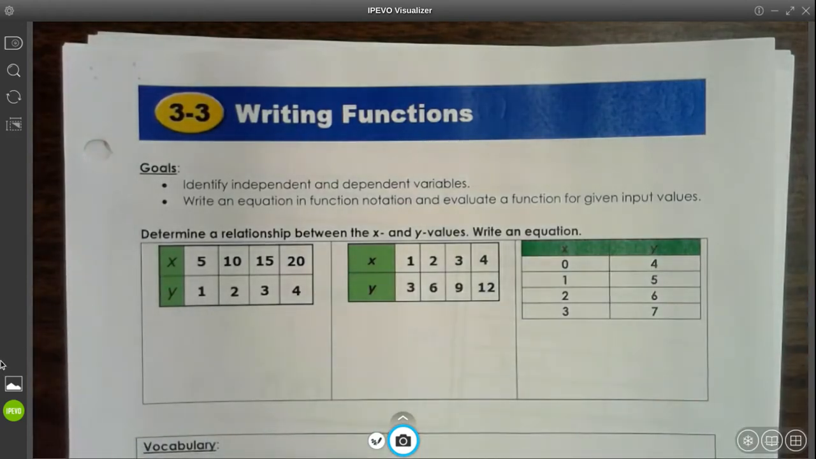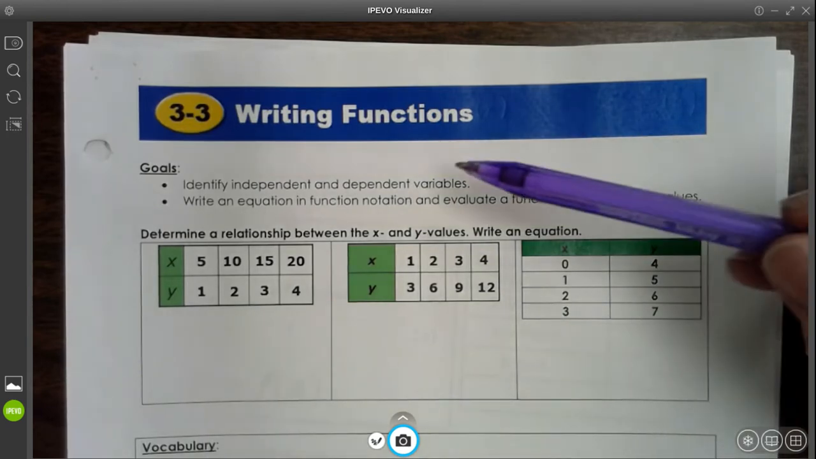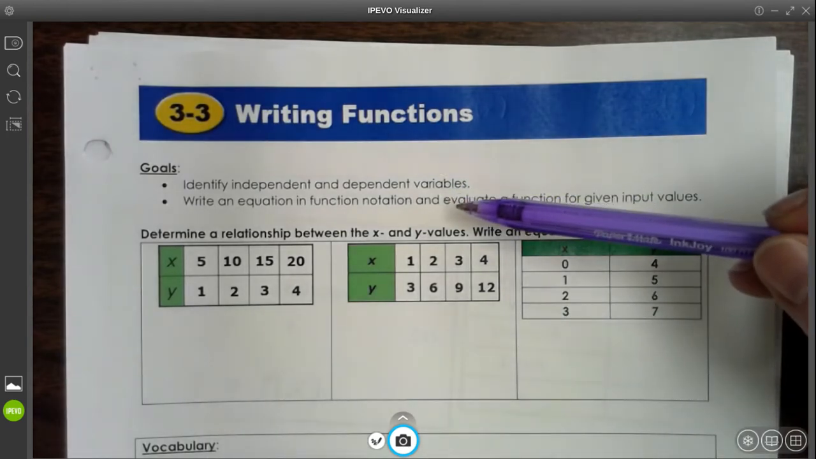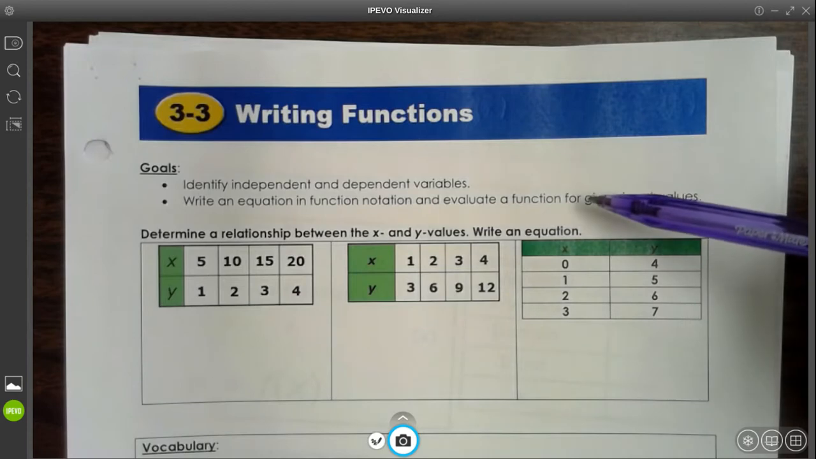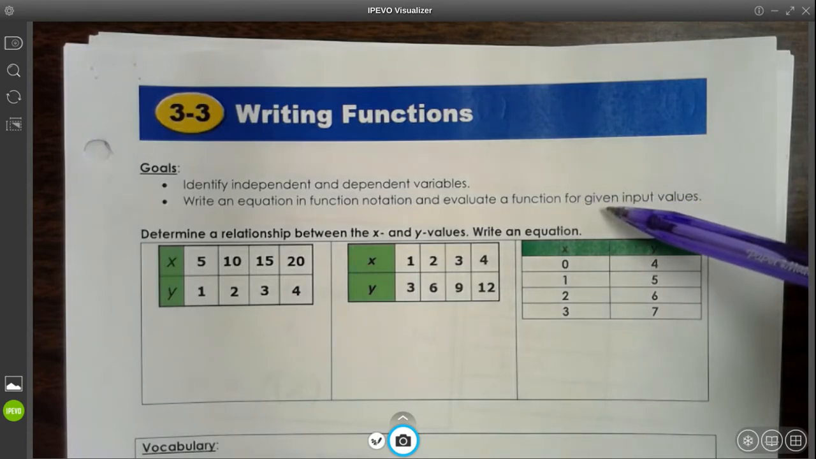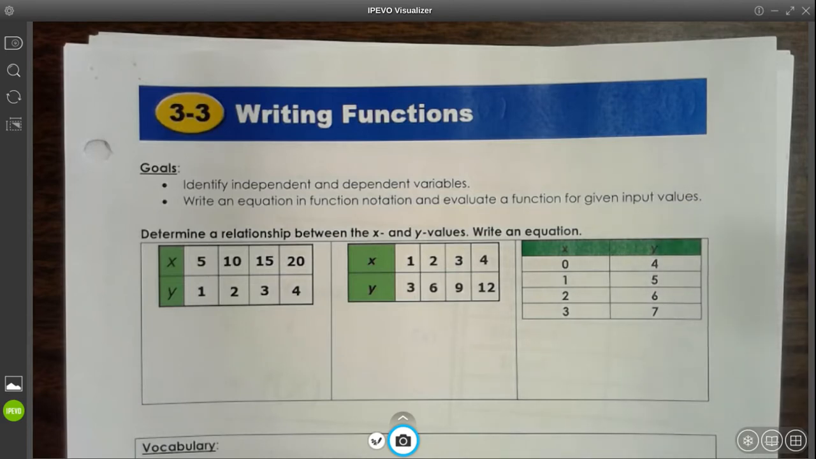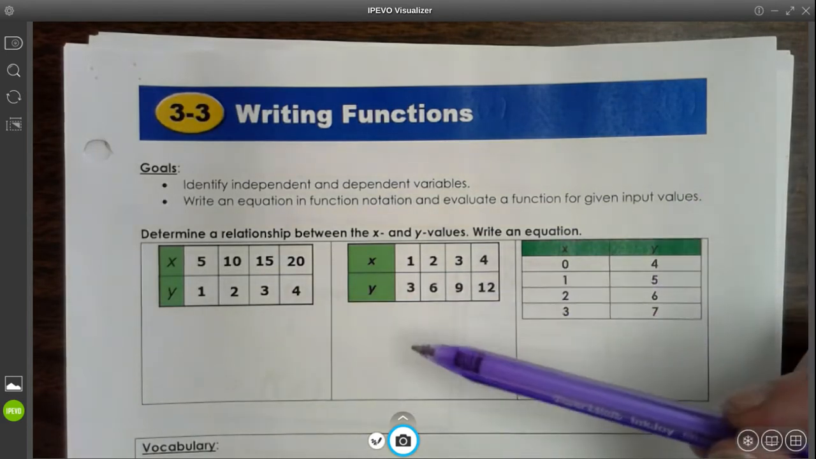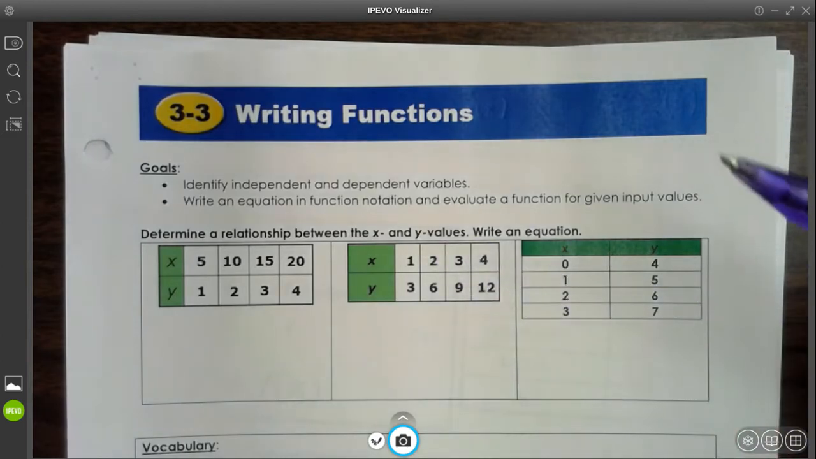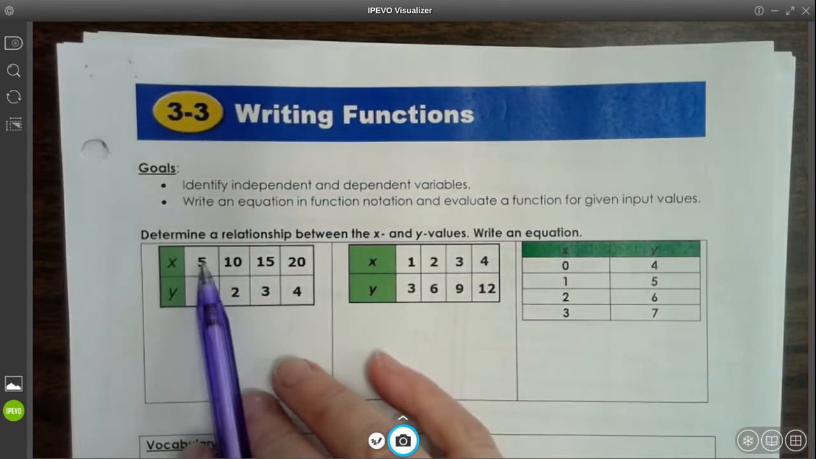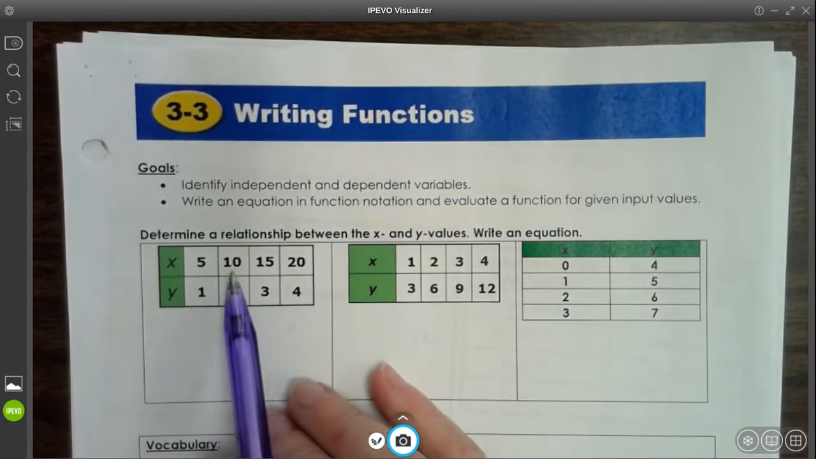Okay, here we are. This is section 3-3, writing functions. So we're going to learn how to identify independent and dependent variables today and write an equation in function notation and evaluate a function for certain input values. Okay, the first part says we're going to determine a relationship between the x and y values and write an equation. So what's going on every single time to get from this x value to that y value?